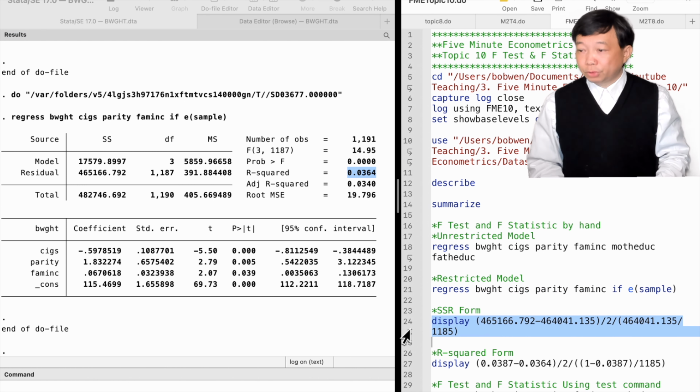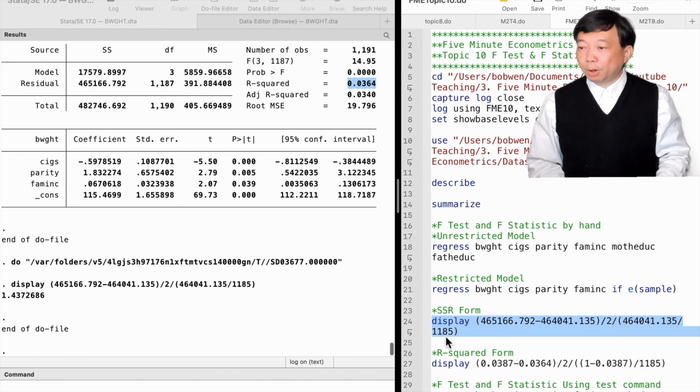Now, we use the residual sum of squares form of the F statistic. The numerator degree of freedom is 2, the number of restrictions. The denominator degree of freedom is 1185, the degree of freedom in the unrestricted model. The F statistic equals 1.44. If we use the R² form of the F statistic, we should get the same result.